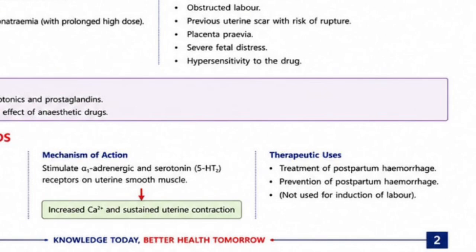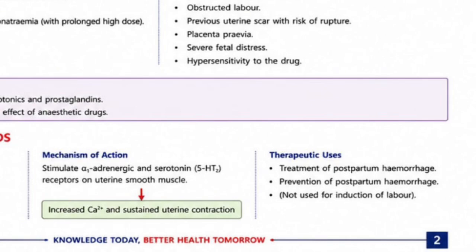So what does it do? If it binds there, first of all, it binds to alpha-1 adrenergic receptor, and also serotonin receptors. What happens? You are vasoconstricting the uterine blood vessel, and also causing contraction of the uterine smooth muscle. Yes, so how do you do this? You do this through the second messenger pathway: PIP2, IP3, DAG, calcium. This is how you do this.